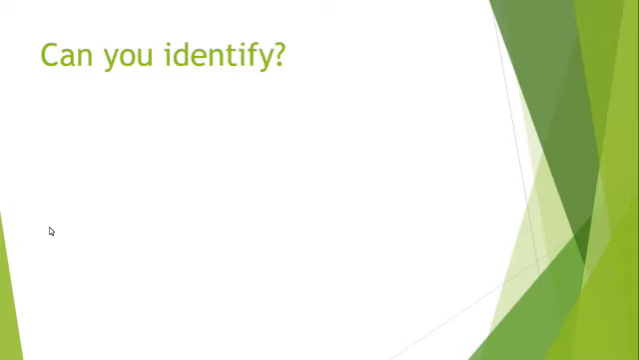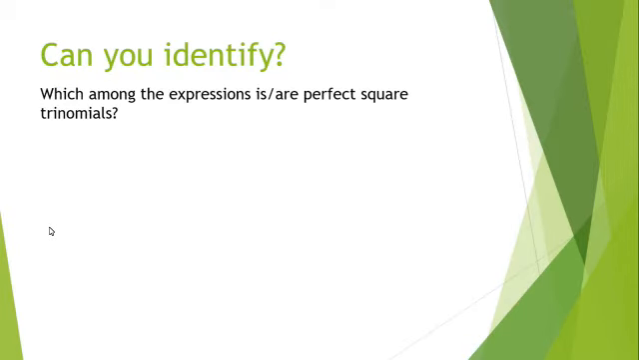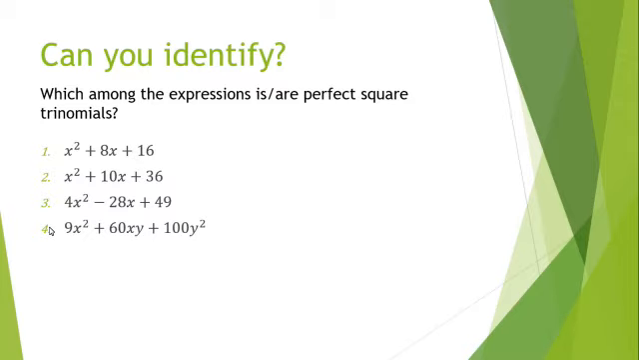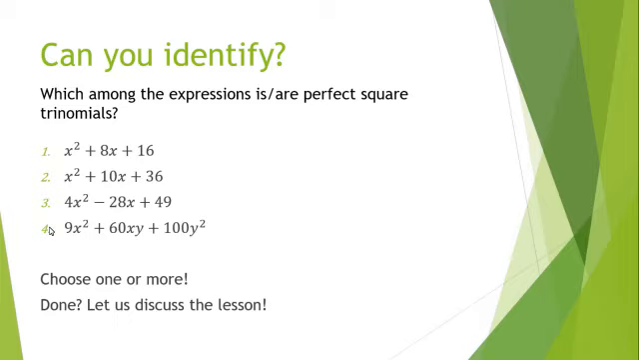Here's a short activity. Can you identify which among the expressions is or are perfect square trinomials? Choose between 1. X squared plus 8x plus 16, 2. X squared plus 10x plus 36, 3. 4x squared minus 28x plus 49, 4. 9x squared plus 60xy plus 100y squared. Choose one or more. I'll give you some time.